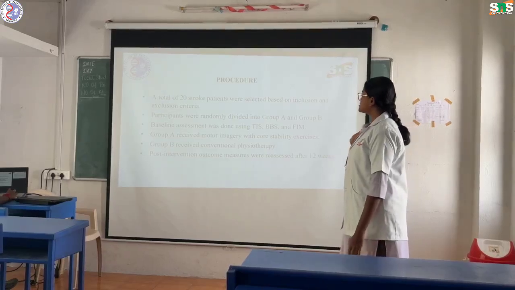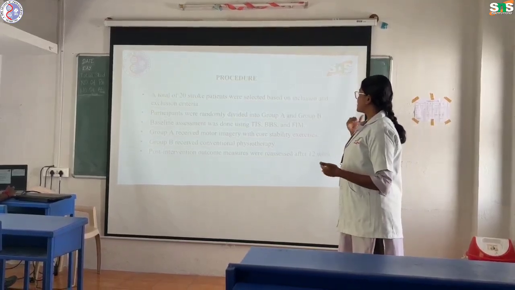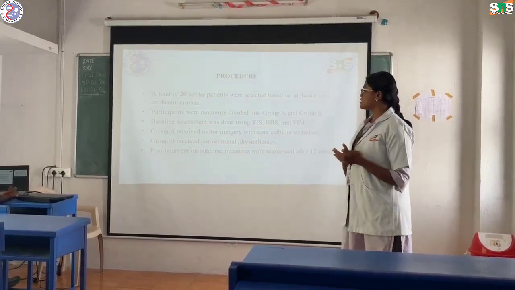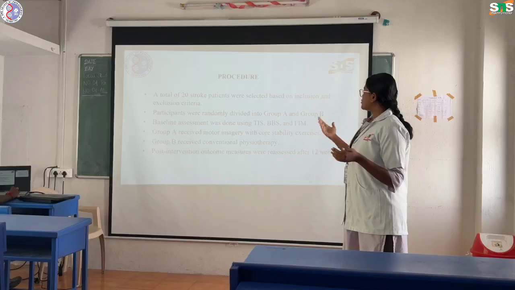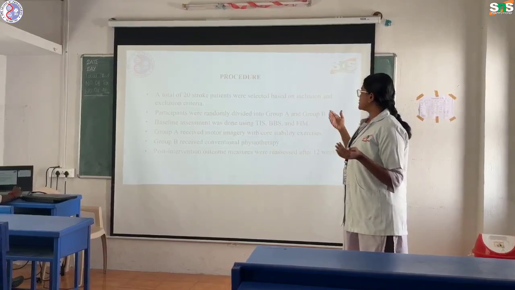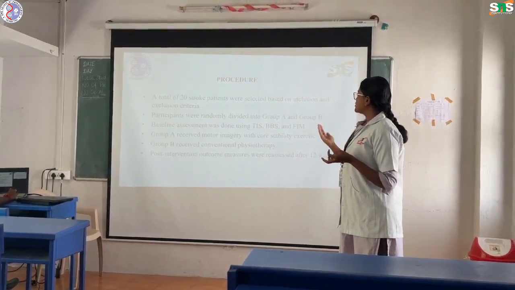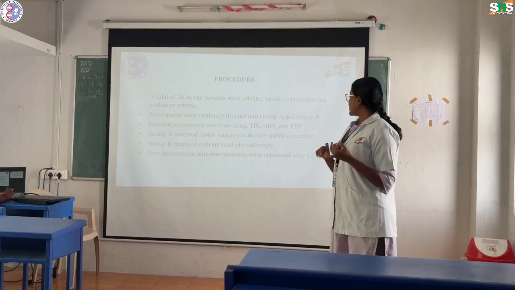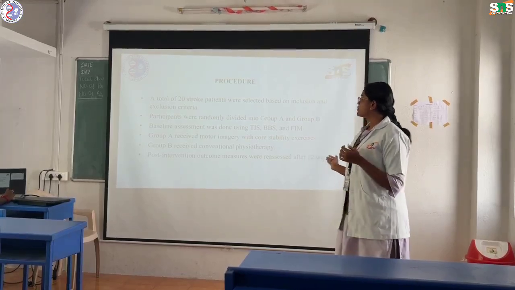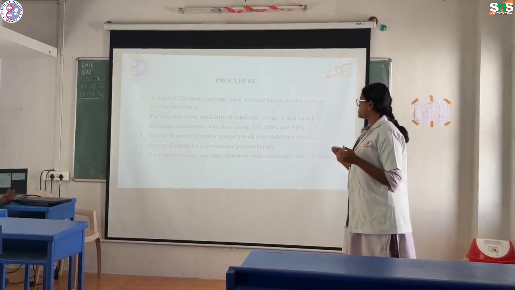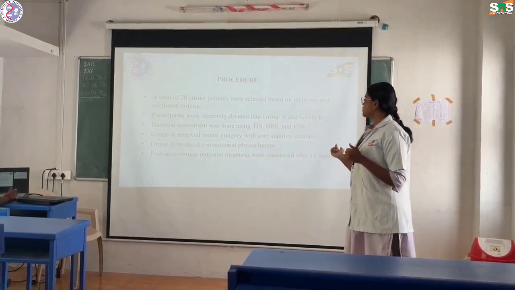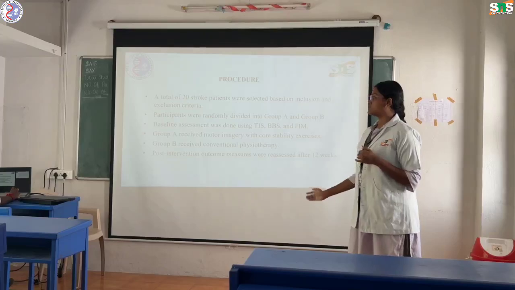These are the procedures. 20 stroke patients were selected based on the inclusion and exclusion criteria. They were divided into 2 groups, and these 3 scales were used to measure. Group A received motor imagery and core stability exercises, while group B received conventional physiotherapy. Post-intervention outcome measures were recorded after 12 weeks.